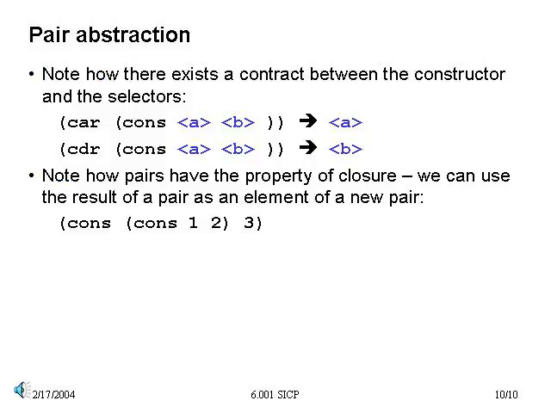So here's that idea stated one more time. There's a contract between the constructor and the selectors. Car of a cons of something gives us back out that thing. Cdr of a cons of something gives us back out that thing. It pulls out the right pieces. The contract just says they work together. The details of how it's done shouldn't matter to the user of this data abstraction. Also again, notice how pairs have that nice property of closure. We can use the result of a pair as the element of any new pair to cons things together in arbitrary form and arbitrary structure.